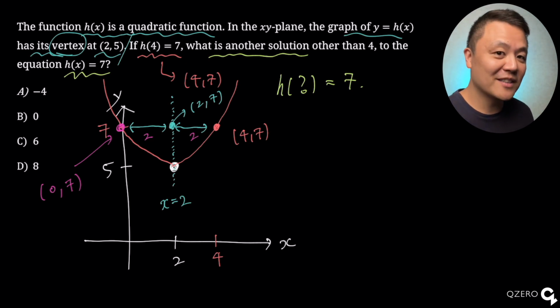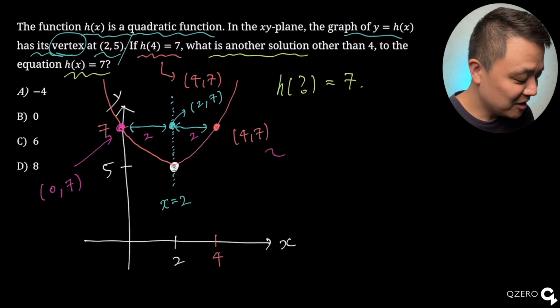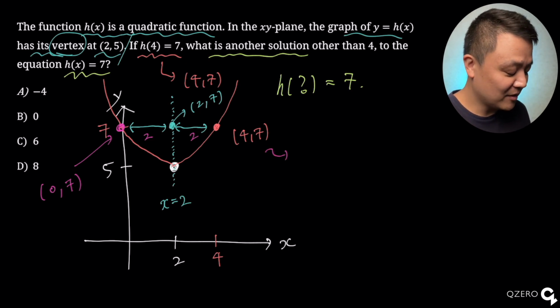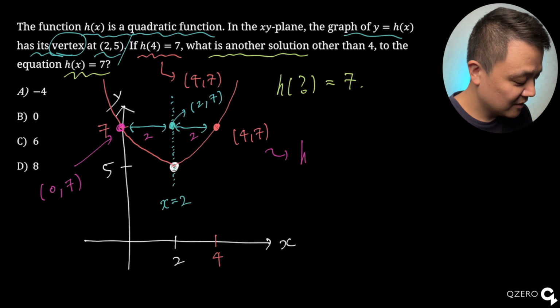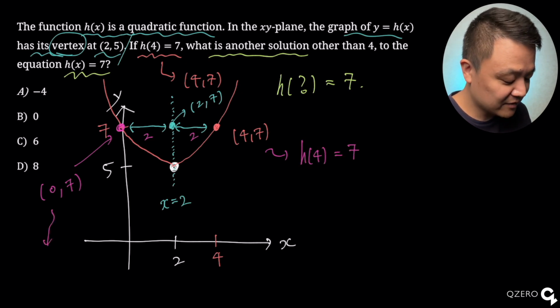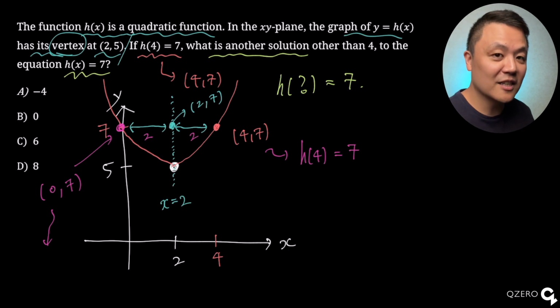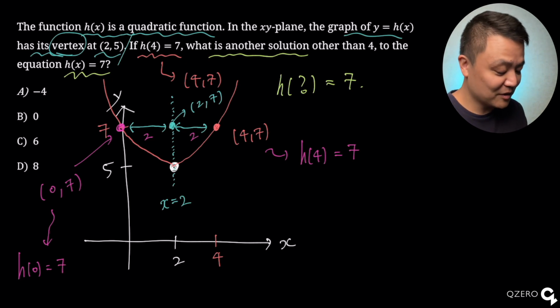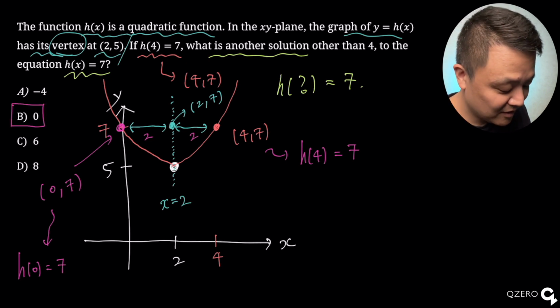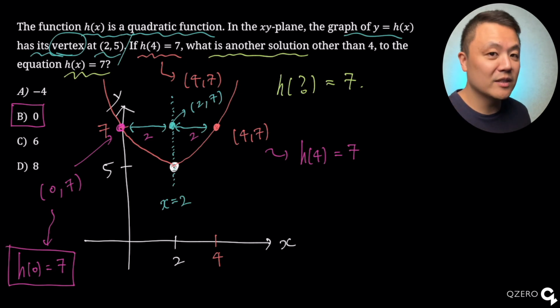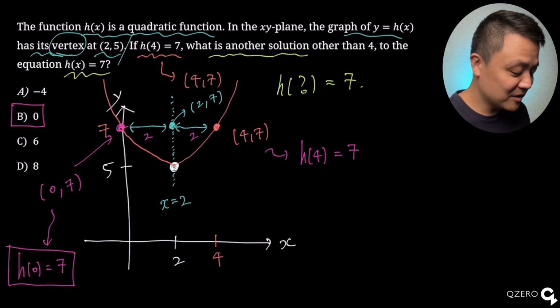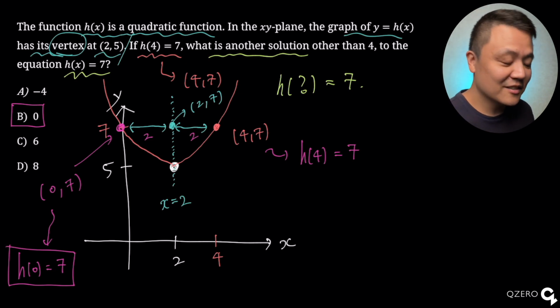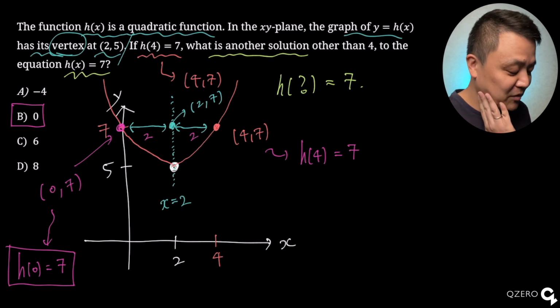Ooh, we just found the solution. (4, 7) is on the parabola, which means h of 4 equals 7. And we just figured out (0, 7) is another point on the parabola. That means h of 0 has to be equal to 7. So we just found another x value resulting in 7 for the y value. So we're done. Bravo is the answer. So that was a graphical approach to this question.